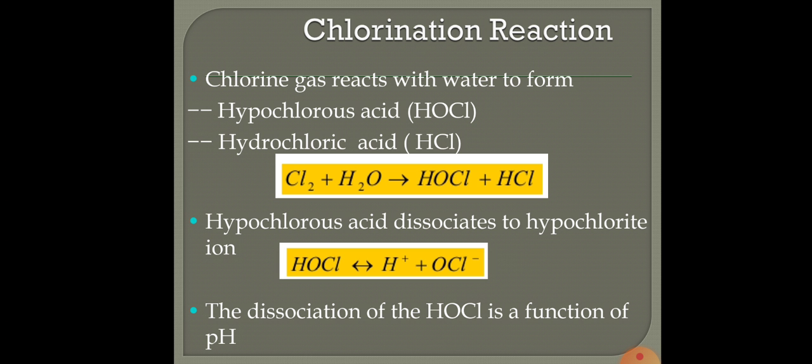So when chlorine is dissolved in water, it reacts to form hypochlorous acid and hydrochloric acid. The hypochlorous acid, HOCl, will further dissociate into H+ ions, that is hydrogen ions, and hypochlorite ions, OCl-. Again, the dissociation of HOCl is a function of the pH. So it is the hypochlorous acid and the hypochlorite ions which actually accomplish the disinfection process.